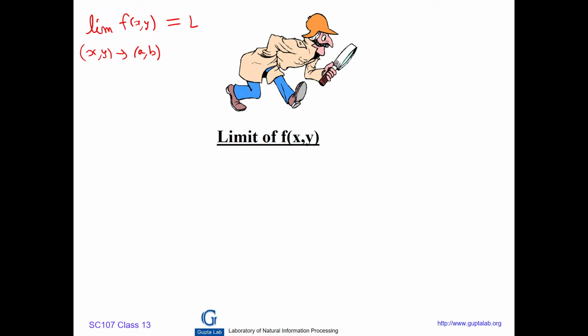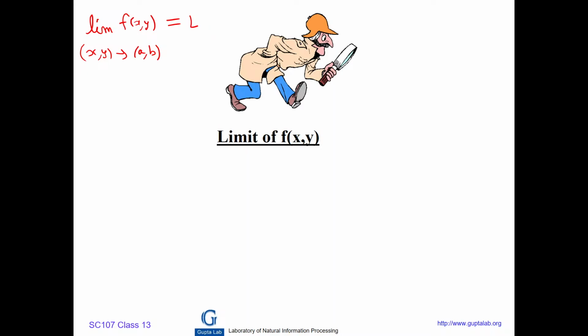whenever the distance between x comma y and a comma b is less than delta, mod of f of x comma y minus L is less than epsilon. One great definition, right? There the distance is mod, so I am using mod. Here what distance I should use, that is up to us.